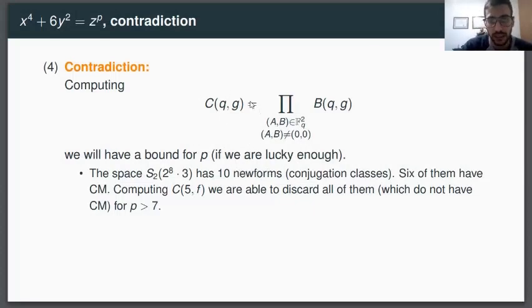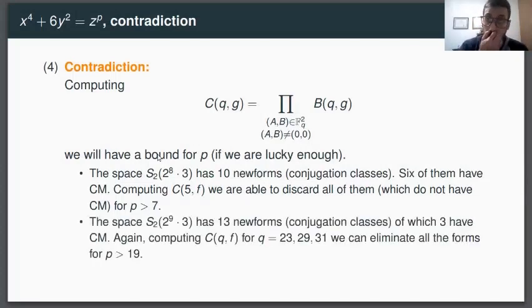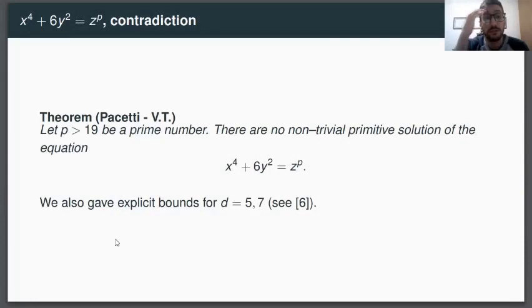Okay, so we compute the first space, and it has 10 newforms. Computing this number C for q equal to 5, we have that we can discard all the newforms for p bigger than 7, and the same happens for the second space for p bigger than 19. So as a conclusion, we have that if p is bigger than 19, then there are no non-trivial primitive solutions of this equation. So as I said before, we get a recipe of what you have to do for an arbitrary number d, and we also gave explicit bounds for d equal to 5 or 7.